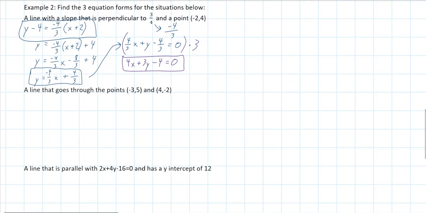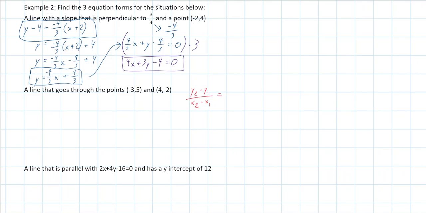All right, let's try the next one here, a line that goes through the points that and that. So now we have 2 points, but we don't have the slope. So our best bet is to find the slope using the slope formula, which is like this.